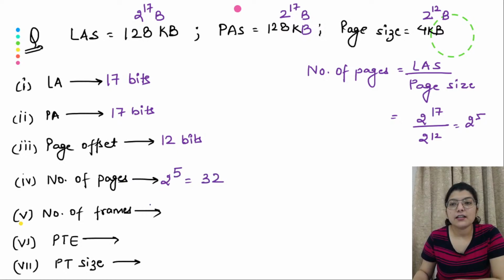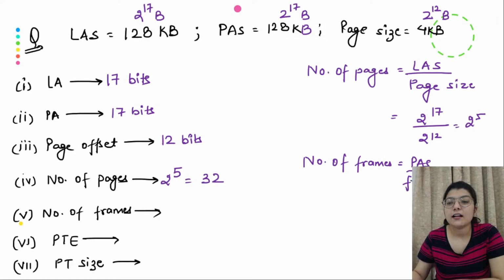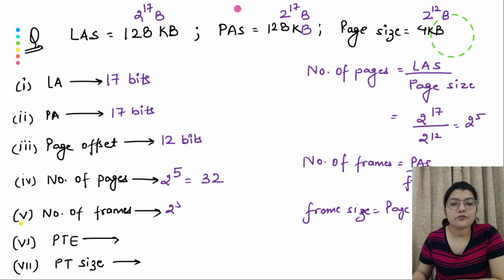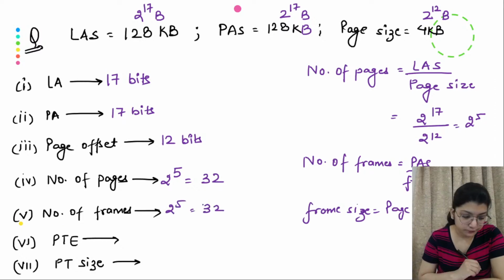Number of frames. Number of frames का formula क्या है? Number of frames is PAS upon frame size, and I hope you know that frame size is always equal to page size, right? So this will also be 2 raised to power 5, that is 32.